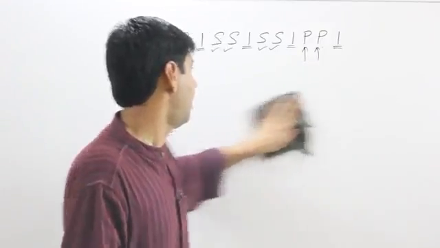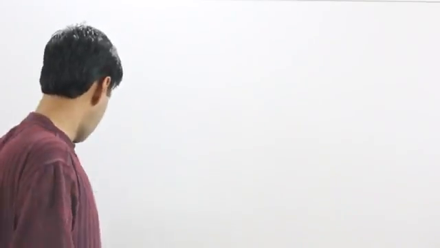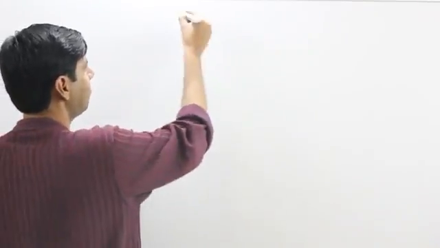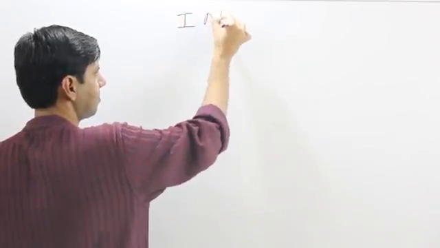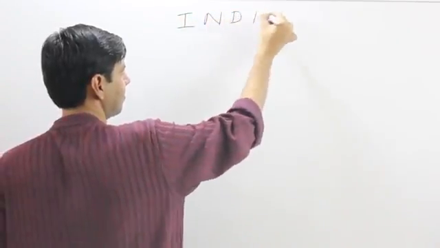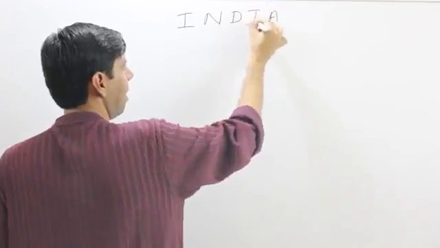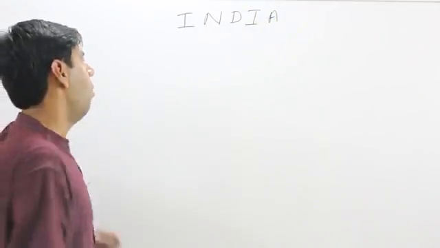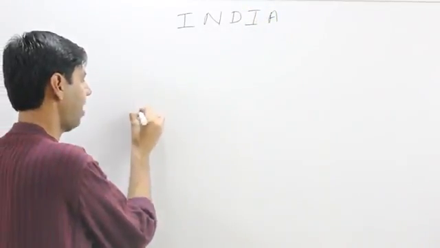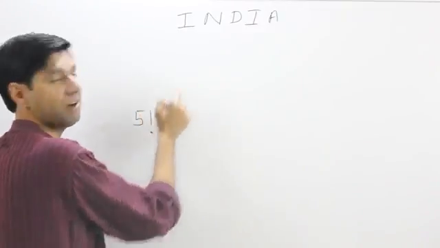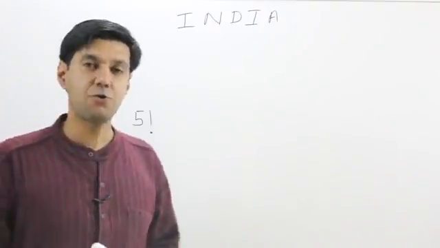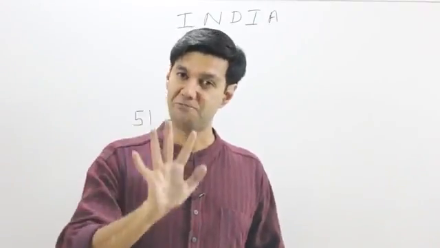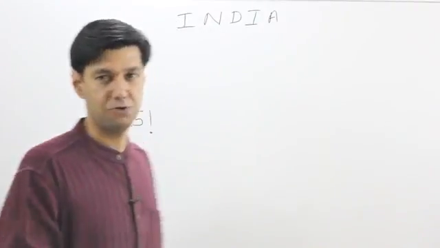So let's understand the logic of it with a smaller word. Let's take the word India. Now, when I do 5 factorial, why 5 factorial? 1, 2, 3, 4, 5. Now 5 factorial is an answer for arranging 5 distinct objects in 5 positions.